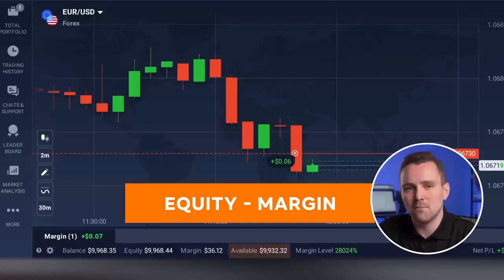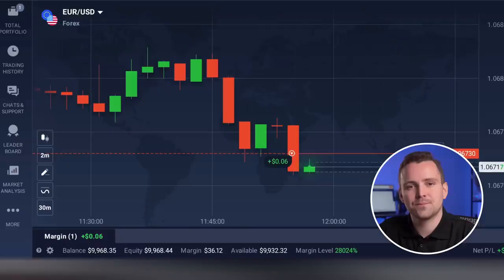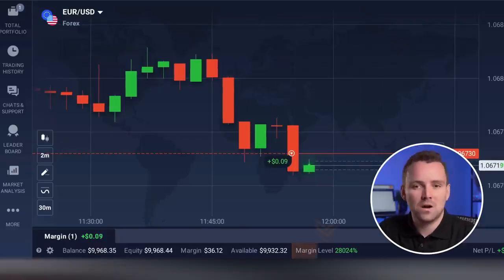Equity minus margin. Simply put, when you open positions, funds from your equity are held as a margin. The rest of the funds are now called available margin, meaning that they can be used for opening new positions. If the trader closes some of the margin positions, they kind of release the margin, so the available margin would increase in this case. And last but not least, margin level.